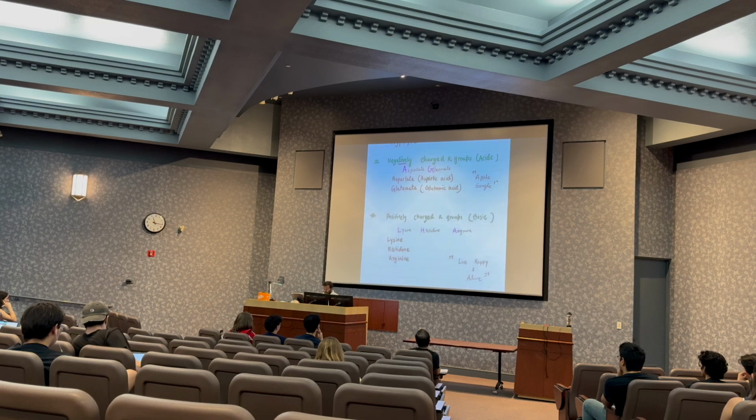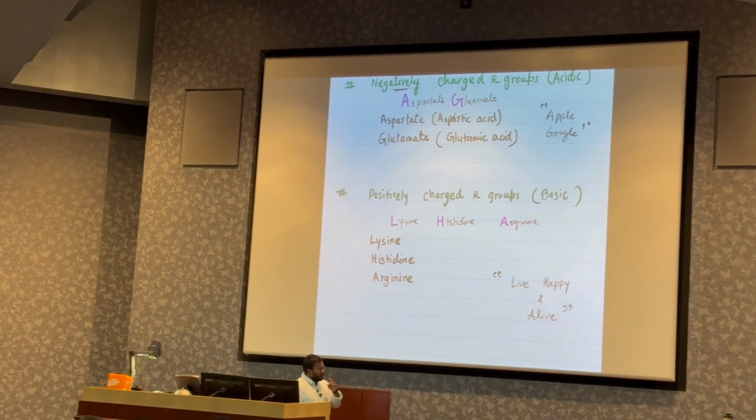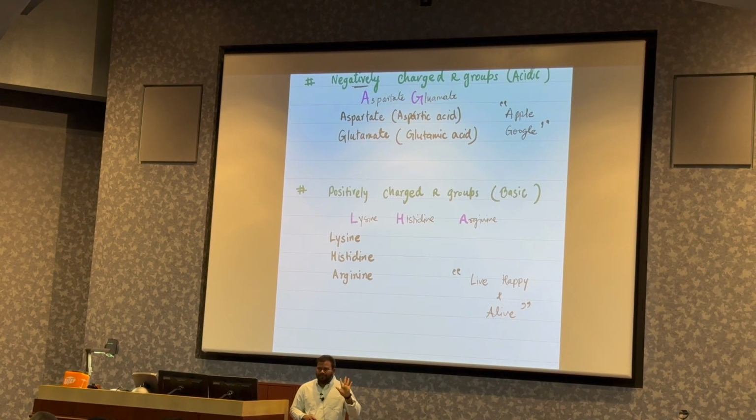I'll move ahead with the last part, which is the basic category. So there are 1, 2, 3, 4, 5 categories of amino acid. Can you remember the first one?